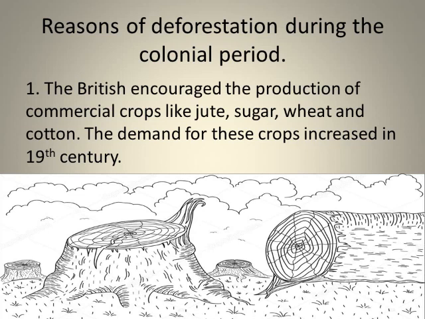The British directly encouraged the production of commercial crops like jute, sugar, wheat, and cotton. The demand for these crops increased in 19th century Europe, where food grains were needed to feed the growing urban population and raw materials were required for industrial production. To meet these new demands, they began to clear the forest areas to use it for cultivation.